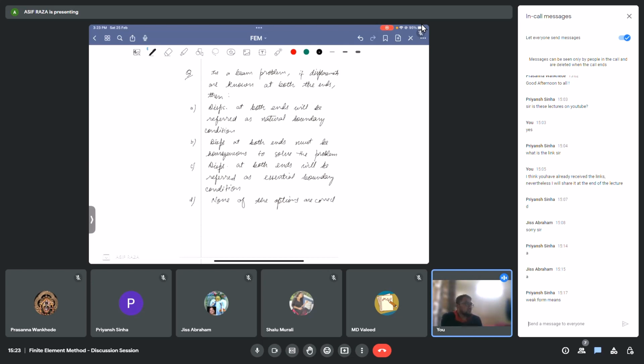So the question is, in a beam problem, if displacements are known at both ends, then displacements at both ends will be referred to as natural boundary conditions. Second option is must be homogeneous to solve the problem. Third is they should be referred to as essential boundary conditions. And fourth option is none of the options are correct. So answers, any cases? Priyansh has given answer C. Walid also has said C.